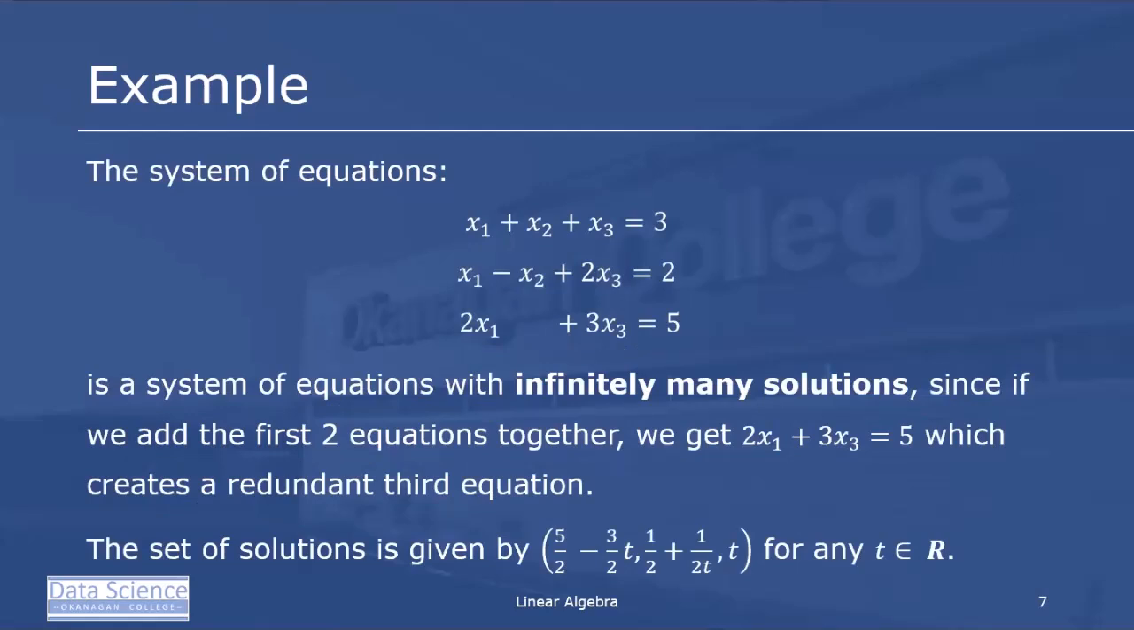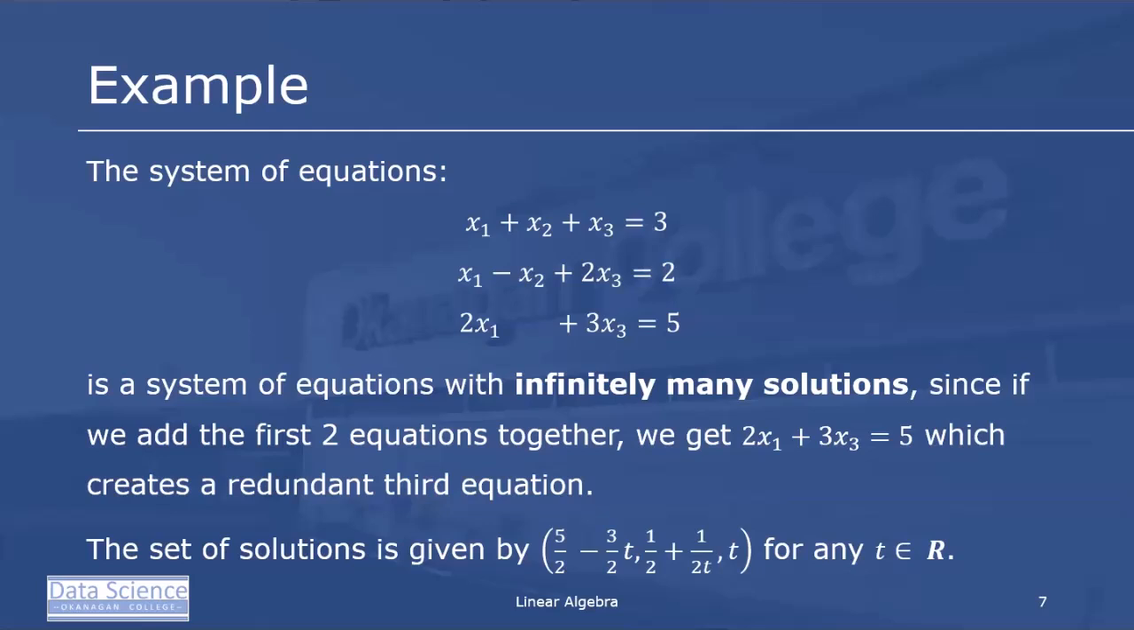We make one final adjustment here and change our last equation to 2x1 plus 3x3 equals 5. This system now has infinitely many solutions. If we add the first equation to the second equation, we get 2x1 plus 3x3 equals 5, which makes the third equation redundant. And so ultimately, we really do have a relationship between two equations rather than three.